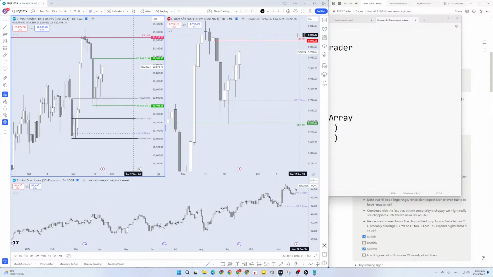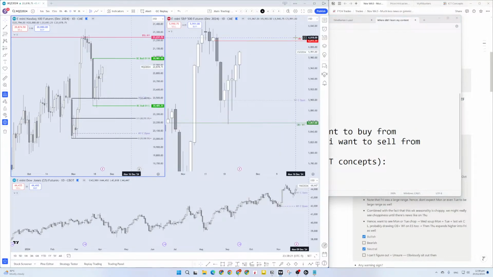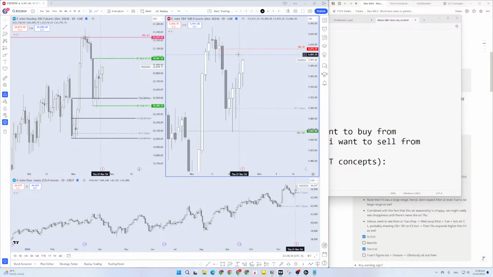So, more tests. OB minus D1. Minus stands for bearish, right? So OB, order block, minus, daily chart. Where did I get this level from? Here. You can see that my price is actually attached to here. With this, I think you probably have enough to work with.